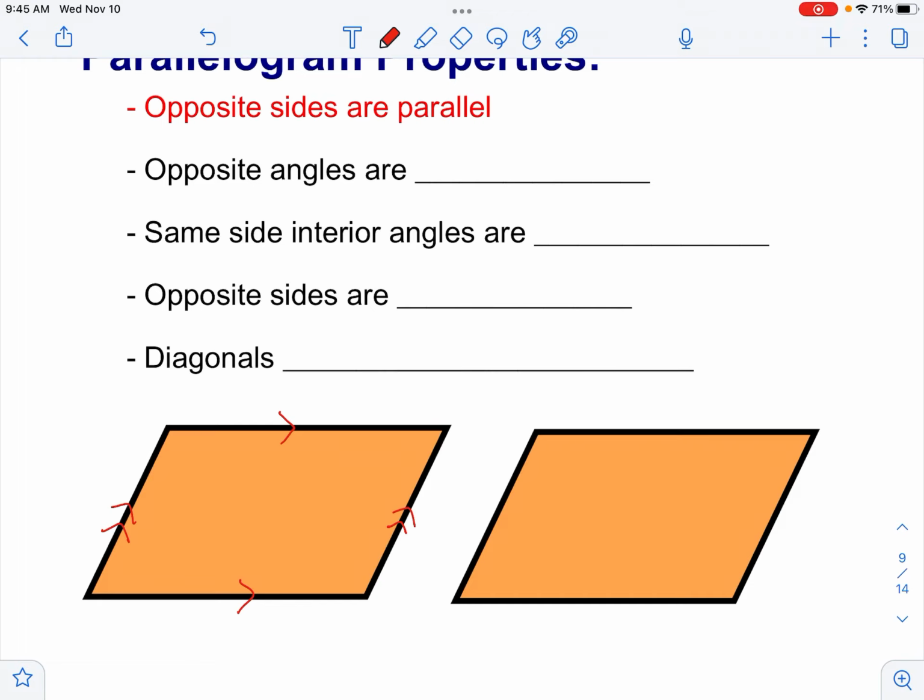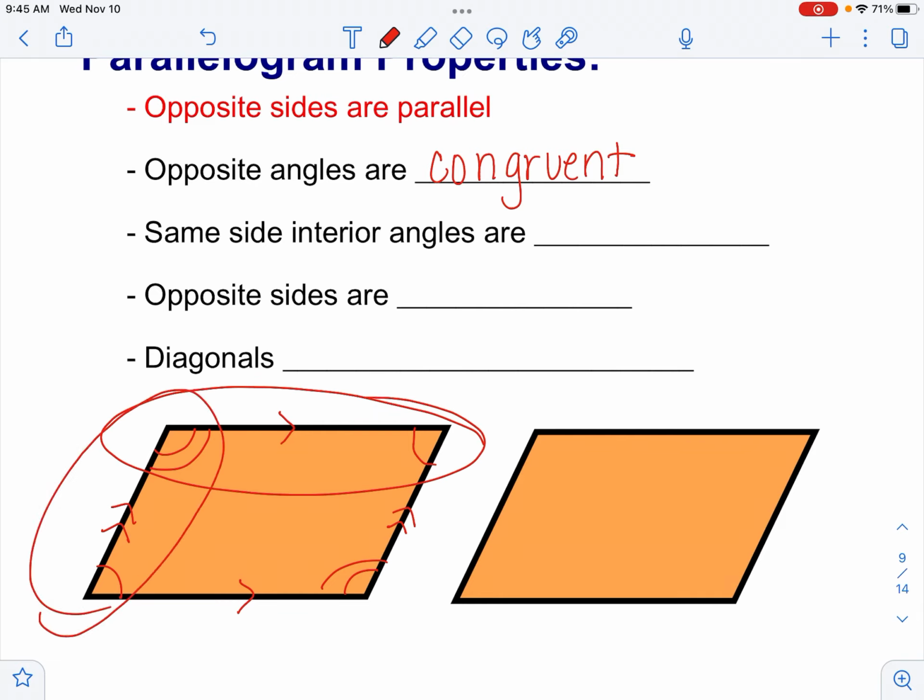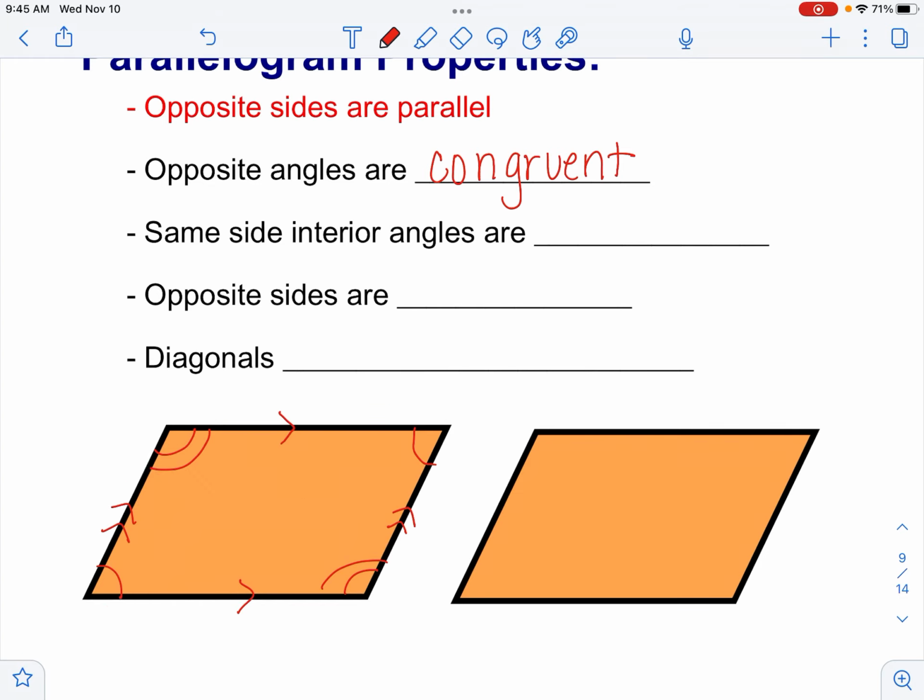We also just learned that opposite angles are congruent. So we'll use this same parallelogram here. We'll say this angle is congruent to this angle, and then these two angles are congruent. Same side interior angles are angles next to each other. So like these two right here, these two right here, these two right here. Same side interior angles are supplementary.